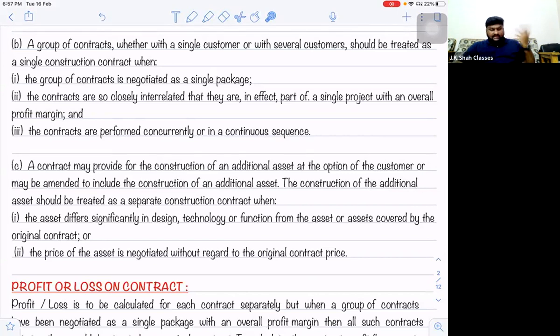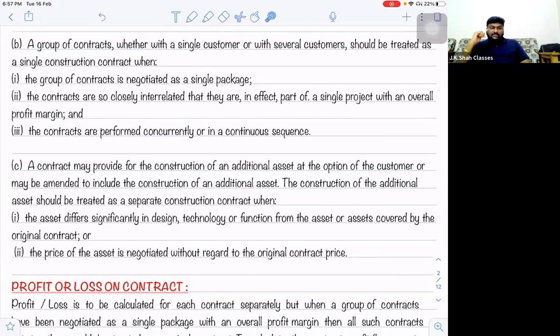And this can be with a single customer also, and this can be with several customers also. Say for example, you have entered into contracts with 3 or 4 different customers, but if the characteristics and specifications are the same, then even if it is with 3 or 4 customers, you can still combine your contracts. That is allowed, that is possible. So it doesn't matter that it should always be one single contractor only. Sorry, one single customer only. It can be several customers also.